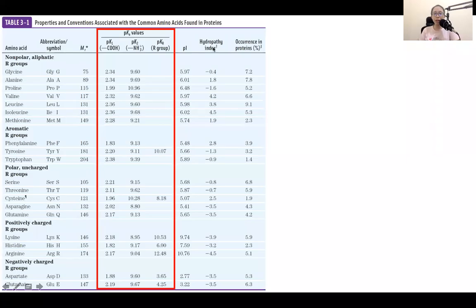Let's take another example. So let's look at our negatively charged side chains, glutamate. So the structure of glutamate is, so again, we start with the fully protonated form of the molecule. And C double bond O, OH.